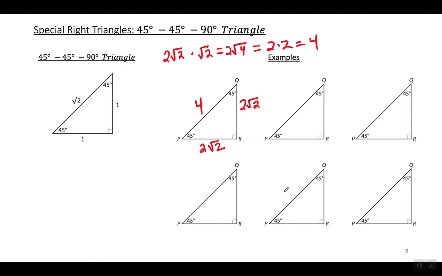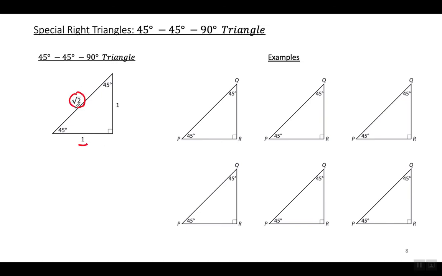Okay, now let's also go backwards. Let's say I give you the hypotenuse and you need to figure out the legs. How do you go from this hypotenuse to the legs? Easy. Whatever is here, you divide it by square root of 2 to get the legs. How do I know that? Because the hypotenuse there is square root of 2. What's square root of 2 divided by square root of 2? 1. So whatever number is here, divide it by square root of 2 to get the legs, all right?